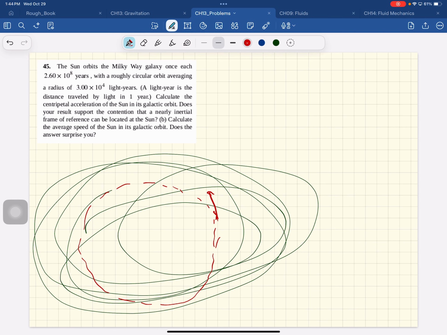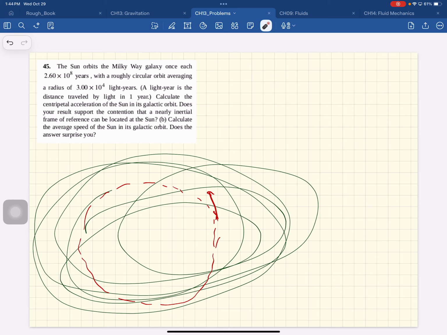When you're going in a circular orbit, are you accelerating? You're going at uniform speed. You are accelerating, you have a centripetal acceleration. And what this part of the problem will show you is the centripetal acceleration is very small. So as long as you're not doing an experiment that lasts 200 million years, if you're doing anything in a short time, then this is an inertial frame. It's going at constant velocity. That's what the first part of the problem is.